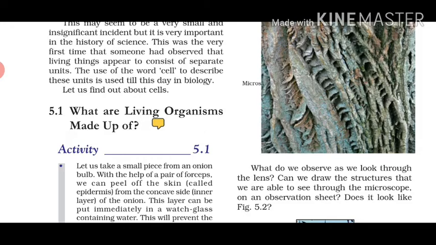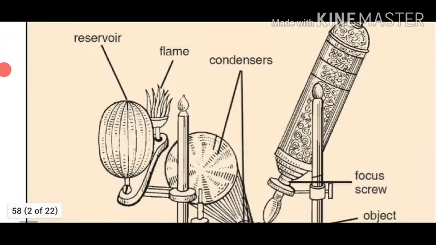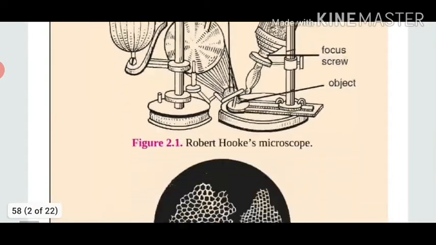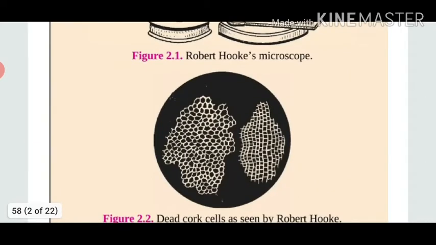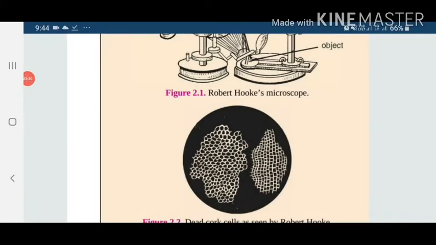Just as a wall is made up of bricks, all living things are made up of microscopic units called cells. Thus, the cell is the building block of life. This is the microscope used by Robert Hooke to observe the cork, and these are the honeycomb-like structures seen by Robert Hooke. As you can see, there are little hexagonal compartments which he termed as cells. There is so much space between cells as you can see in the picture.